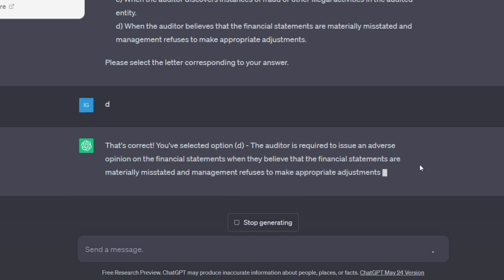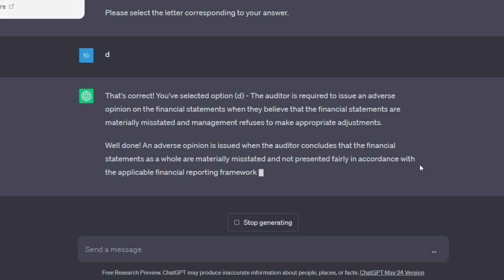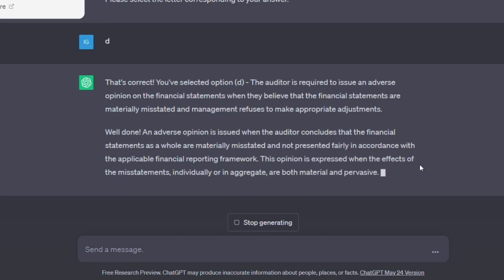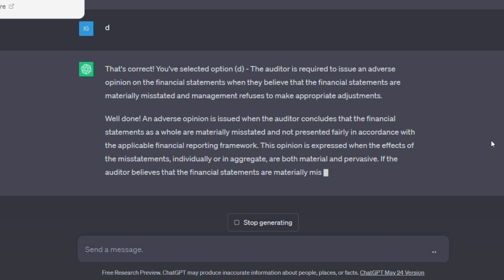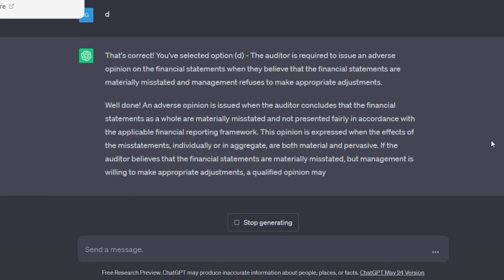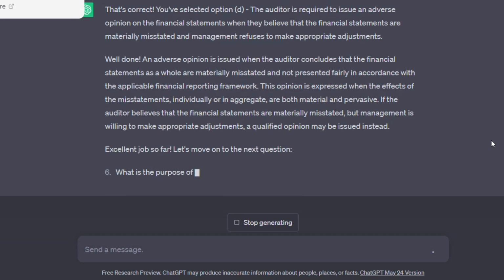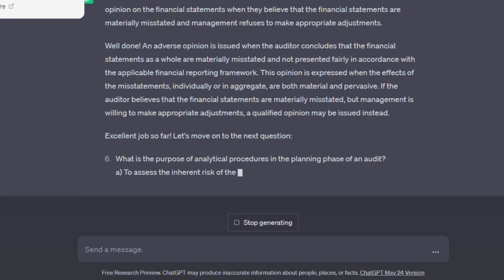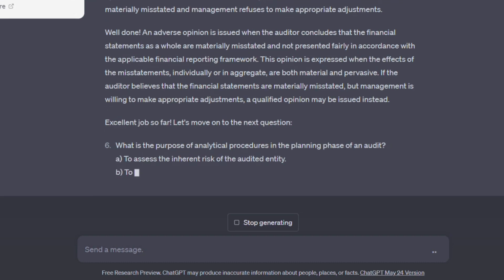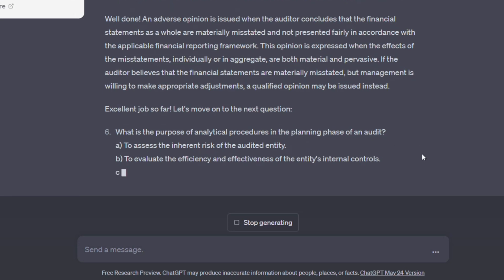Okay. Next. What is the purpose of analytical procedures in the planning phase of an audit? Because analytical procedures can be used in the substantive test, but it's just an option and must be used in the completing the audit stage. So here, it pertains to the planning phase of an audit.